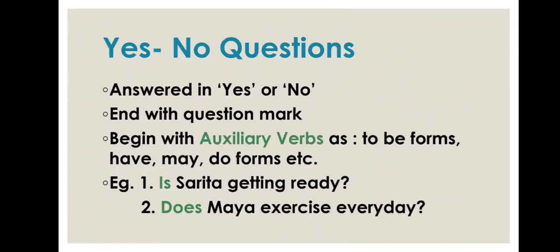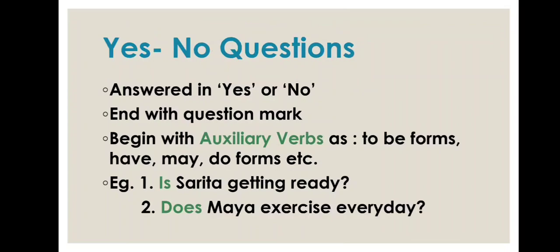Yes-no questions. Yes-no questions are called so because they are answered in either yes or no. They also end with question marks. They begin with auxiliary verbs like to be forms, have, may, do forms, etc. The examples of yes-no questions are: Is Sarita getting ready? Does Maya exercise every day?